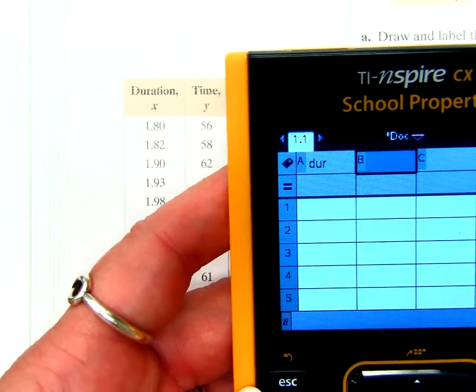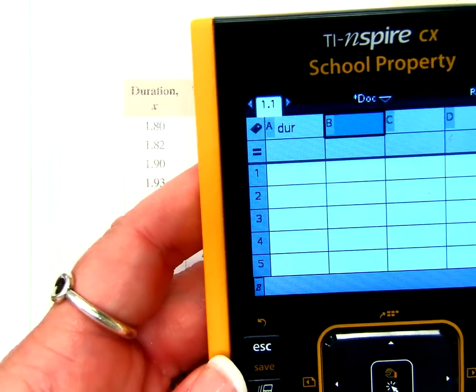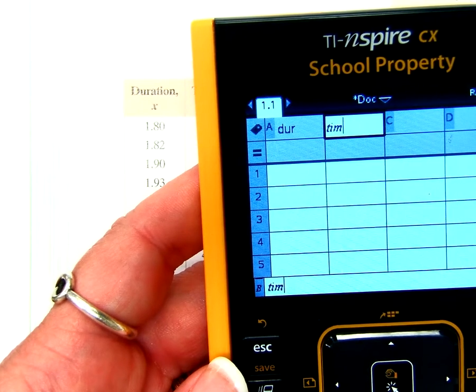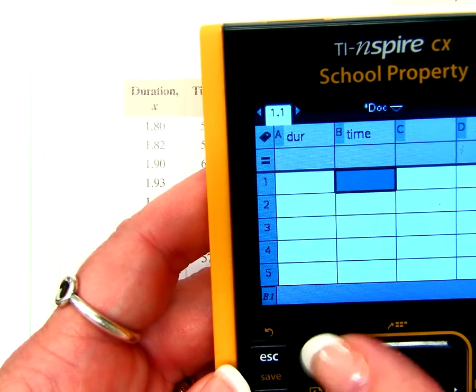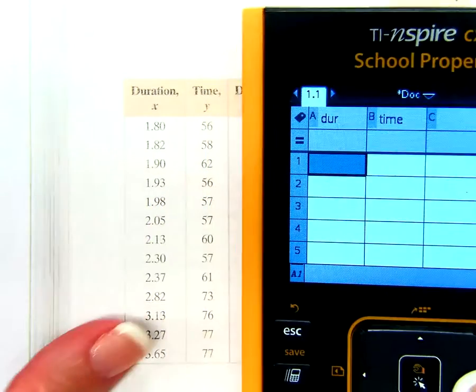Then right up here, what am I going to put here? Time. Okay, good. T-I-M-E. Probably not just going to put Tim because that would be weird. Okay, maybe you know someone named Tim. I don't want to offend them.